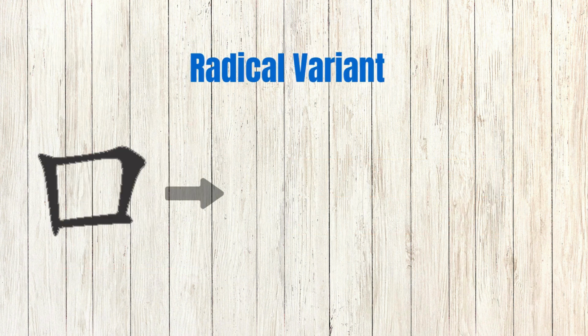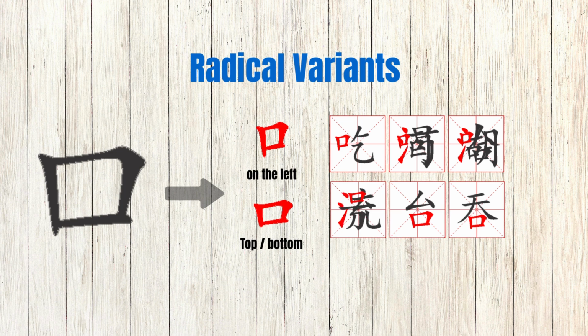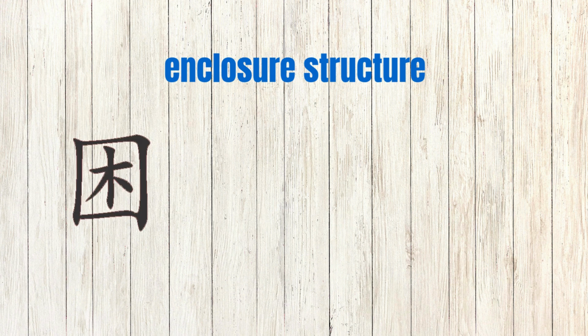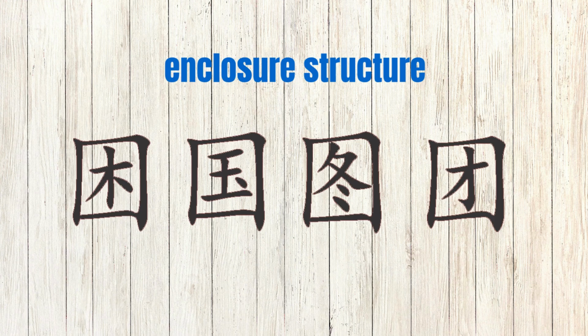When the character 口 is used as a radical, it usually appears on the left side of other characters, like this. Sometimes it also appears at the bottom of a character, like this. Whenever you see a character with this radical, it often relates to actions involving the mouth, such as speaking, eating, or making sounds. It can also appear as a large enclosing shape that surrounds other components to form new characters. This type of structure is called an enclosure structure.